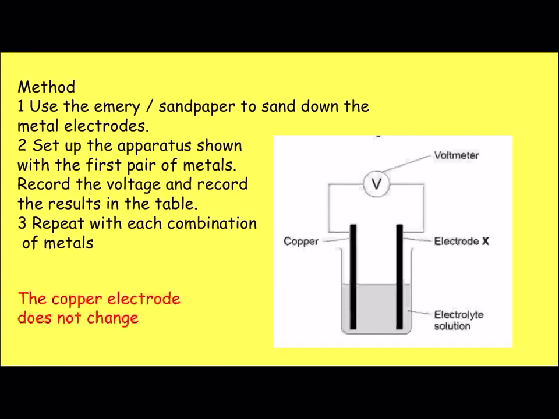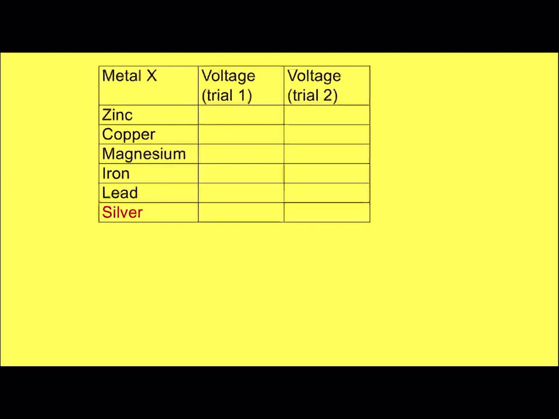You'll notice that the copper electrode will not change in this. We'll always use a copper electrode. The other electrode, we'll always try and use ones that are the same size or the same mass. We'll always use the same electrolyte solution, at the same concentration. Okay, so on your results table on the back, I've added an extra metal there at the bottom, which is silver, and we've tried this 6 times with 6 different metals.